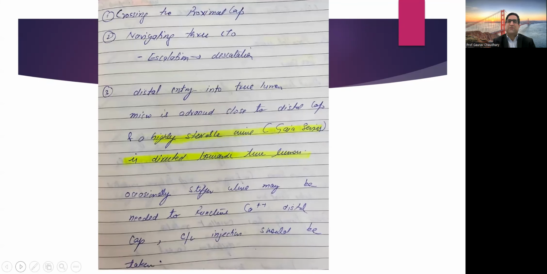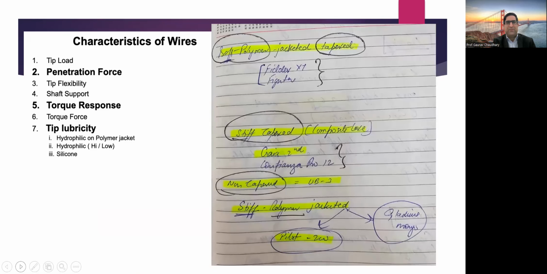So first important is the crossing of the proximal cap, then navigating through the CTO, that leads to escalation, de-escalation. And then the third part is the distal entry into the true lumen. A microcatheter is advanced close to the distal cap, and a highly steerable wire, that is Gaia series, is directed towards the true lumen. Nowadays, we also have the Gladius Mongo, Gladius MG wire, that can be easily directed towards the lumen because it has a micro gap at the tip, and it takes direction from the subintima to the lumen. And occasionally, a stiffer wire may be needed to puncture a calcified distal cap, and at this moment, a contralateral injection is a must and it should be taken.